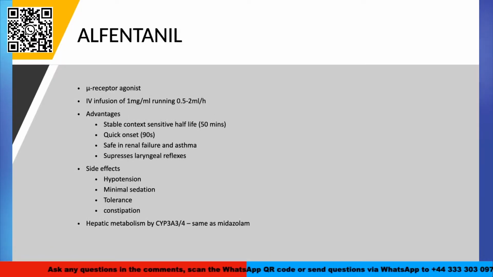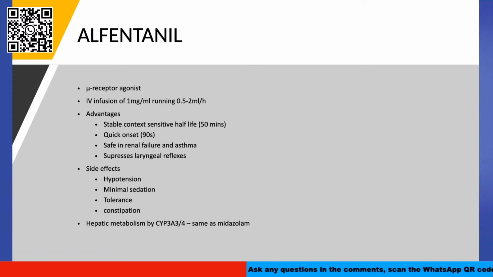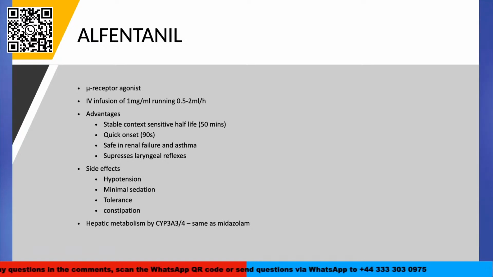Alfentanil is a commonly used opioid in sedation in critical care. It is a mu receptor agonist and runs in an IV infusion in concentrations of 1 mg per ml. It has a stable context-sensitive half-life of around 50 minutes, meaning that it doesn't accumulate and it is useful to use in patients with renal failure. It also has a quick onset and works within 90 seconds. Its lack of histamine production also makes it safe in asthmatics. Alfentanil suppresses the laryngeal reflex, allowing mechanically ventilated patients to have a reduction in other sedation, such as propofol.